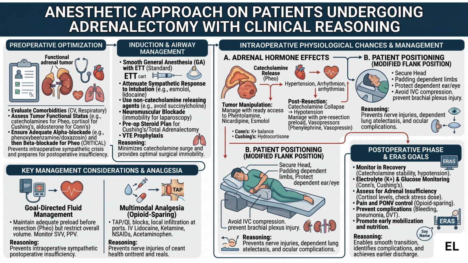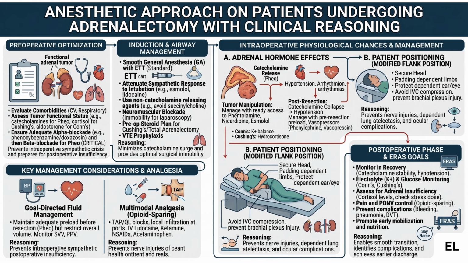Before resection, the circulation may be dependent on high catecholamine levels maintaining vascular tone. Once the tumor is excised, catecholamine levels suddenly collapse, leading to profound vasodilation and severe hypotension. This post-resection hypotension can be dramatic and prolonged. Management includes aggressive fluid resuscitation, vasopressor support with drugs such as phenylephrine or vasopressin, and careful monitoring of organ perfusion.